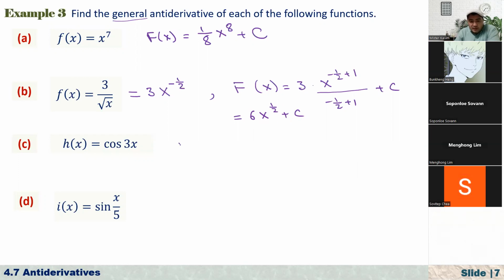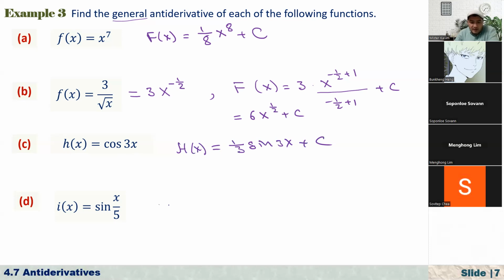And how about h? Let me just write here capital H of x. What function's derivative is cosine of 3x? That is 1 over 3 sine of 3x plus c, because if you differentiate this, we get cosine of 3x.